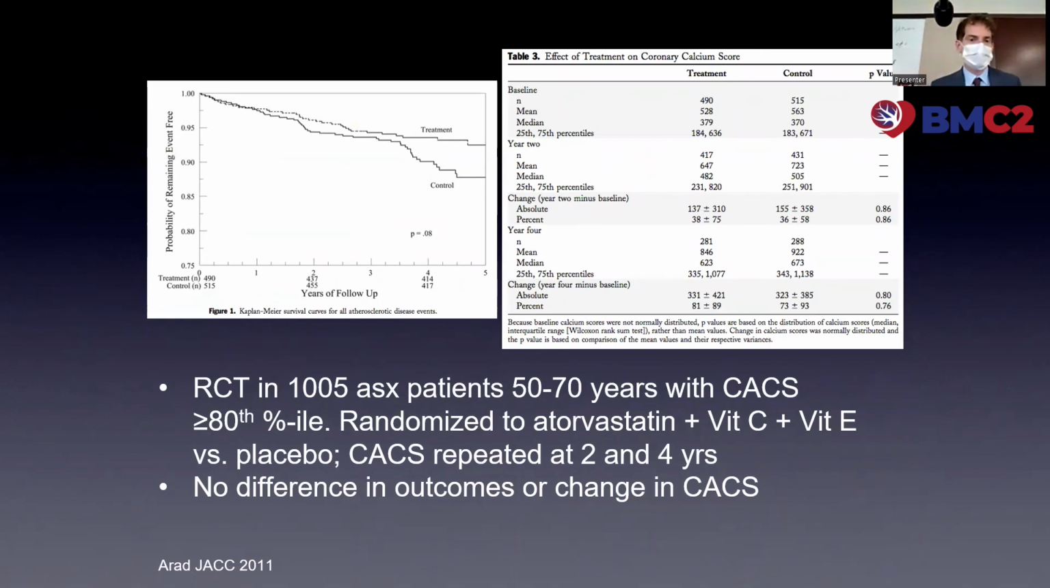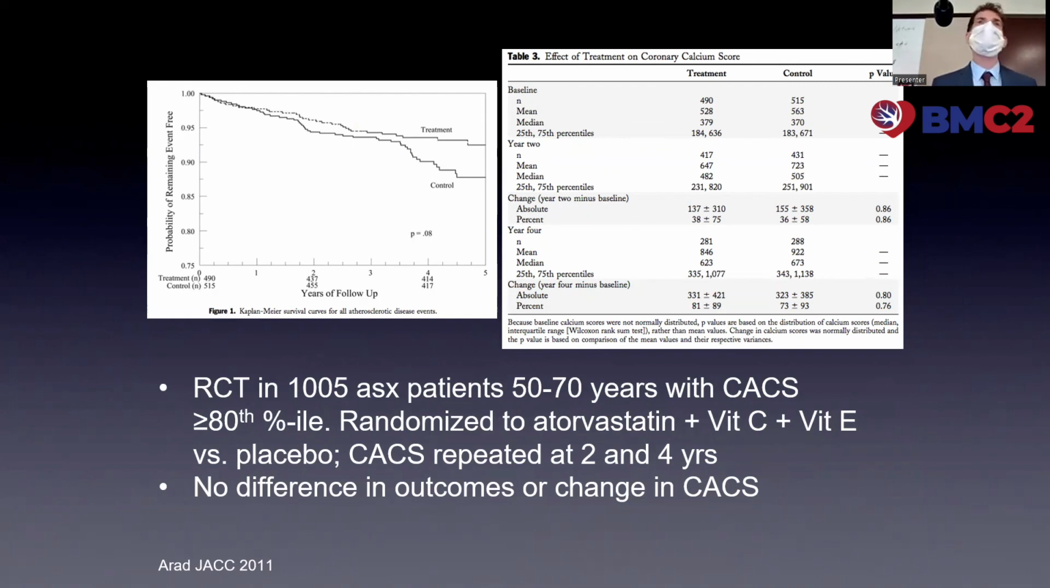So this was a nice study, a randomized trial in 1,000 asymptomatic patients with high calcium scores. They were randomized to a statin plus some vitamins versus placebo, and they got another calcium score at 2 and 4 years and looked at outcomes. There was no difference in their calcium score between the groups on a statin or not, or vitamins or not, and no difference in whether people died, whether they were on a statin.